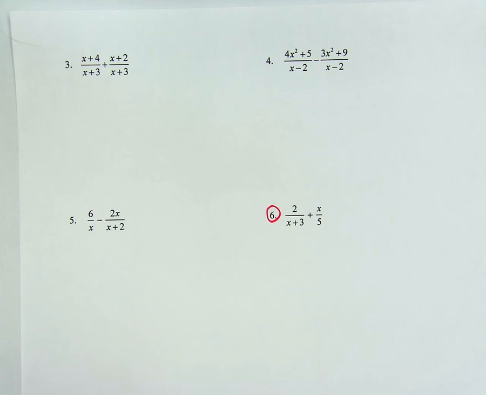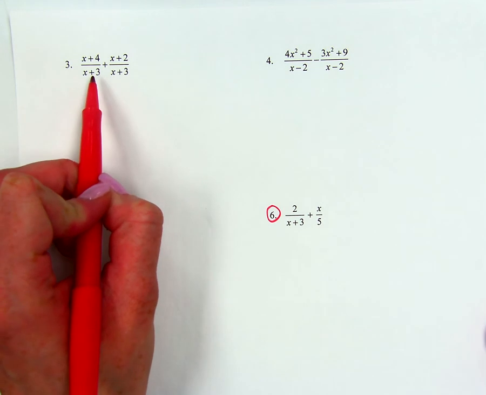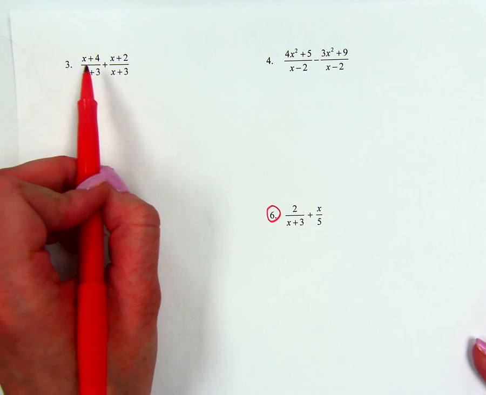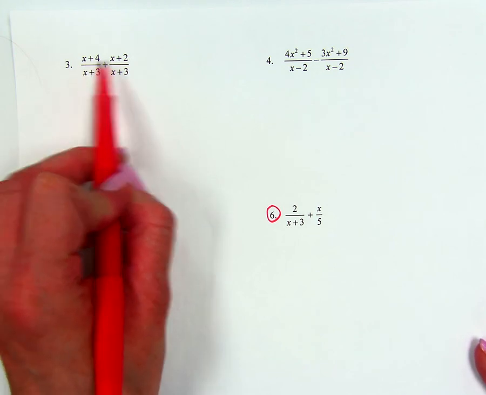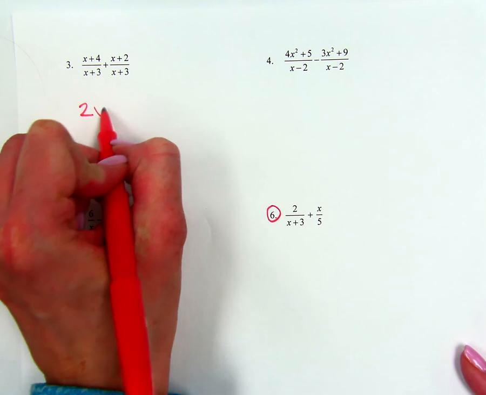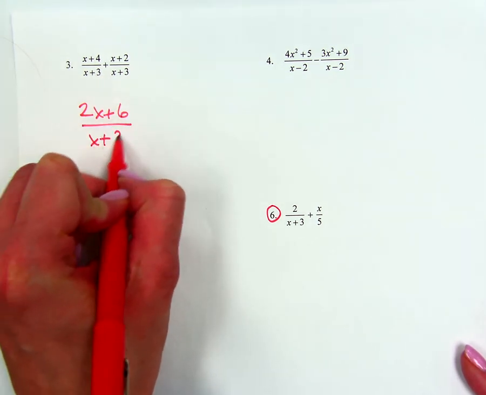And let's look at number 3. So number 3 is addition. Again, same thing that we're looking for. Are our denominators the same? And in this case, they are. So we have x plus 3 and x plus 3. So all we're going to do is add together what's in the numerator. So we have x plus 4 and x plus 2. So that becomes 2x plus 6 all over x plus 3.